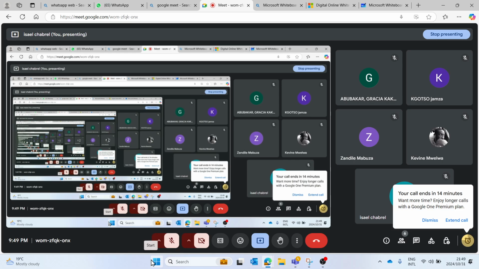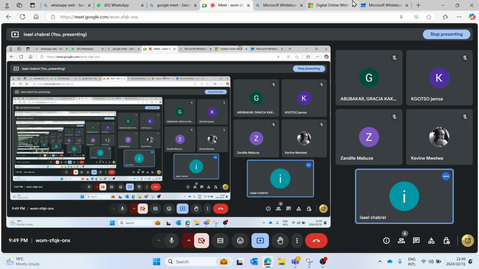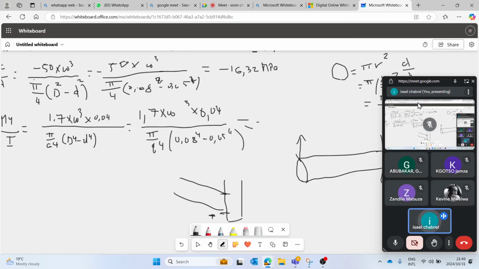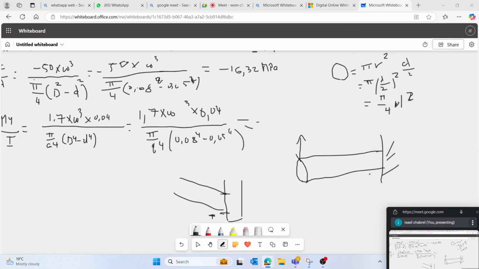Hey, time flies. Sorry, guys, I was on the call quickly. But it's important we understand this. Now, here's what's happening. If the force is pulling up, on this side it will be tensile, on this side compressive. If the force is pulling down, on this side it's going to be tensile, on this side compressive.